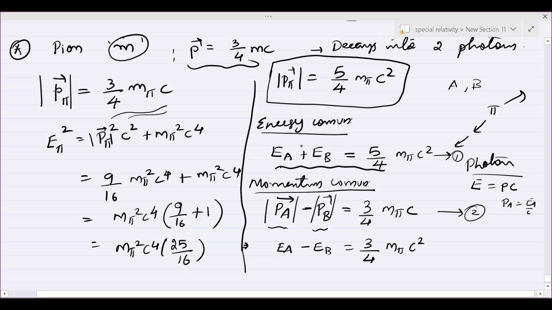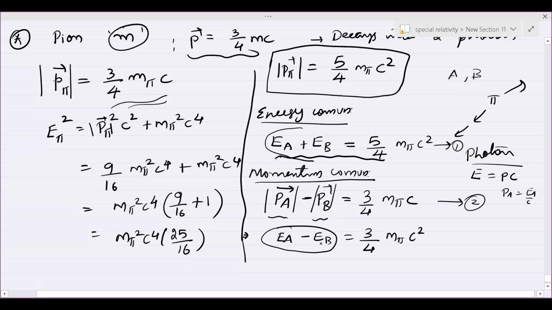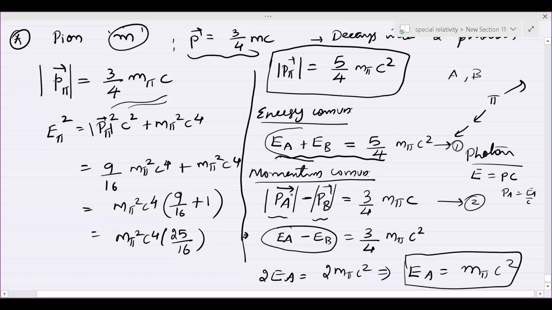Now you have an equation for Ea plus Eb. You have another equation for Ea minus Eb. Now if you add this, you can eliminate Eb. You get 2Ea is equal to 8 by 4, it's 2 m pi c square. This means that the energy of the first photon is simply m pi c square. That's quite simple. This is one thing you had to remember, because for a photon, E is equal to Pc.